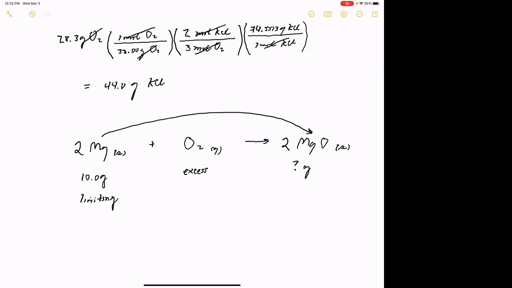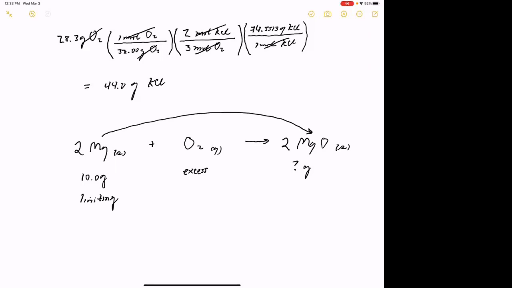So when we try to determine how much of the MgO that we make, we always have to do it based upon the reactant we're going to run out of first, right? Because once we run out of the magnesium, can the reaction continue to go? No, it can't, right? There's no more reactant to use up. So I've made as much MgO as I possibly can based on the amount of magnesium that I've got, okay?